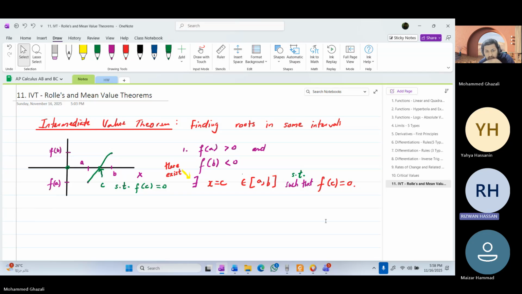So in this case, what is C? C is a root, but we don't care what root, of the domain A to B. Okay, so I can give you my own example.